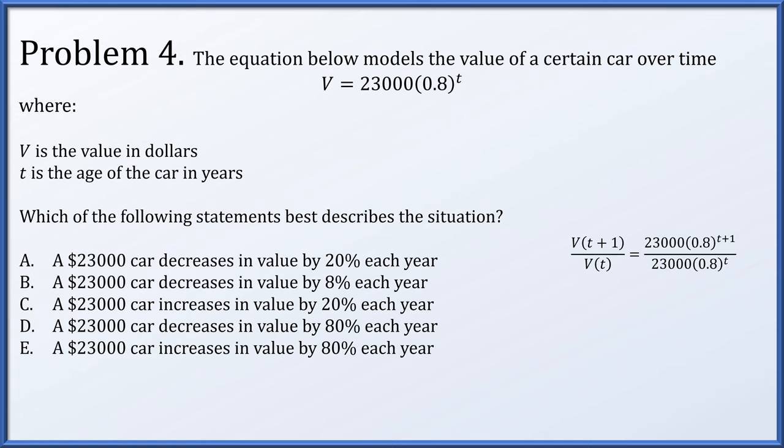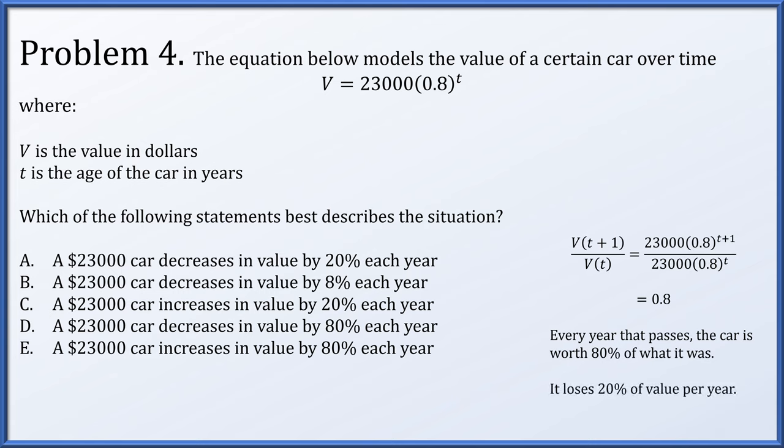Just as in problem 3, we're going to compute the ratio V of T plus 1 divided by V of T, the value in the next year divided by the value in a particular year. The 23,000s cancel, and 0.8 raised to the T power in the denominator cancels most of the powers in the numerator, leaving behind just one power, 0.8. So every year that passes, the car is worth 80% of what it was worth in the previous year. In other words, it is losing 20% of its value per year. That's option A.